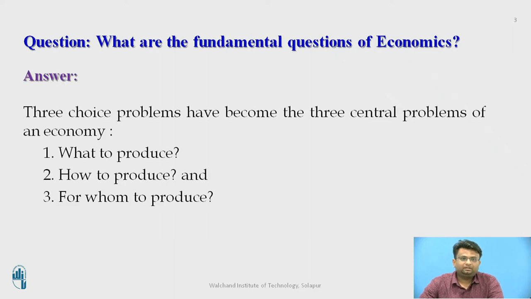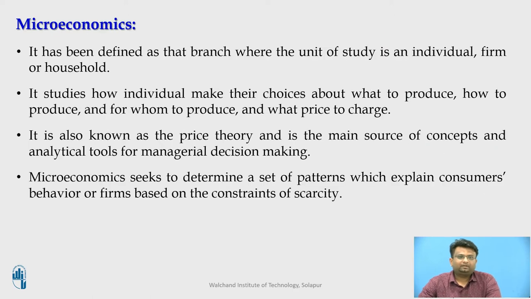So there are three choice problems that have become the three central problems of the economy: what to produce, how to produce, and for whom to produce. Microeconomics is a subsection of economics that pays attention to the behavior of individuals within the market. It is defined as the branch where the unit of study is an individual, firm, or household. It studies how individuals make their choices about what to produce, how to produce, for whom to produce, and what price to charge.